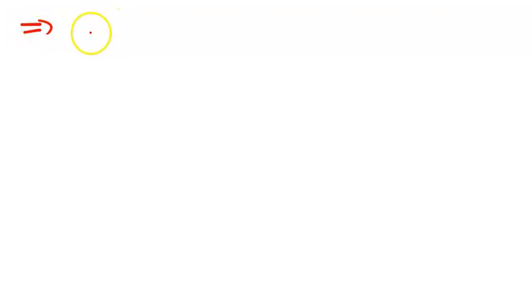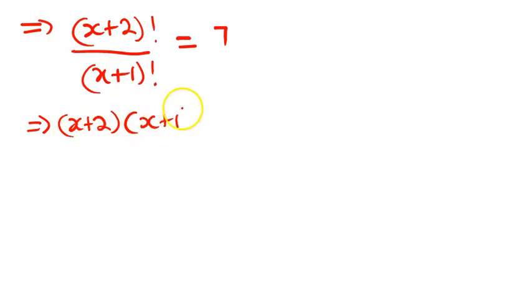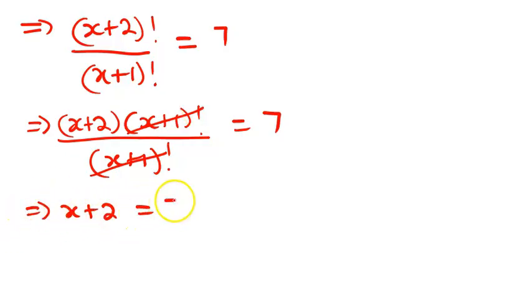Divide both sides by (x + 1) factorial. So (x + 2) factorial over (x + 1) factorial is equal to 7. And we have already defined (x + 2) factorial. We said that it is the same as (x + 2) times (x + 1) factorial, all divided by (x + 1) factorial, which is equal to 7. So (x + 1) factorial will cancel. So we are going to have x + 2, which is equal to 7.